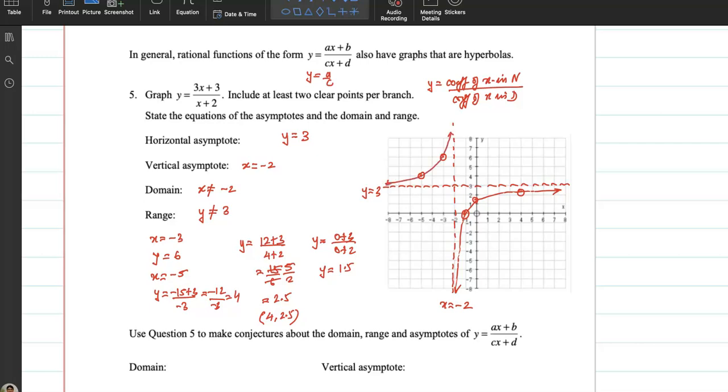Nice. This is how you do it. It's very easy. You just have to remember this. I can remember that.